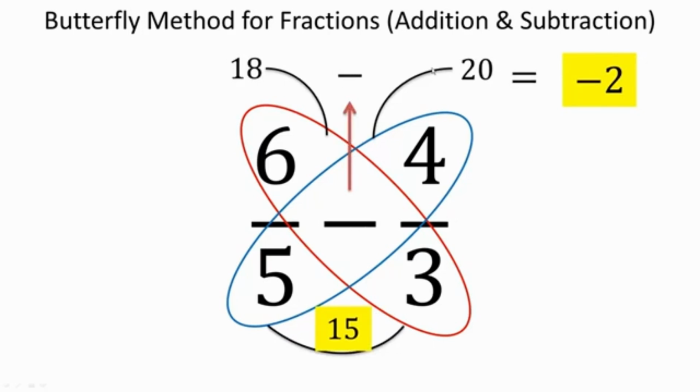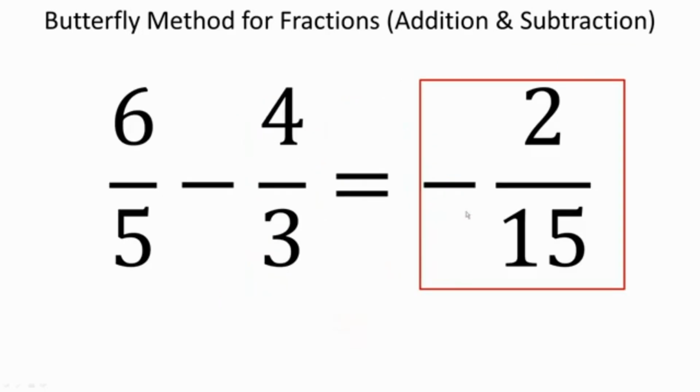18 minus 20 is negative 2. 5 times 3 is the same, 15. So the final answer will be negative 2 over 15. And that is the butterfly method for fractions whenever we're dealing with addition or subtraction.